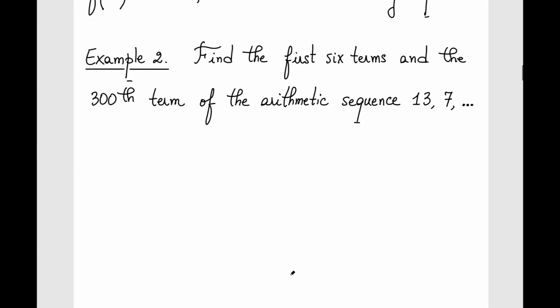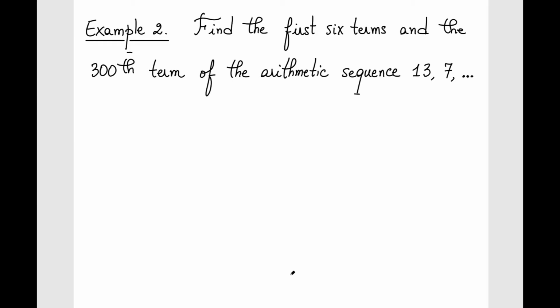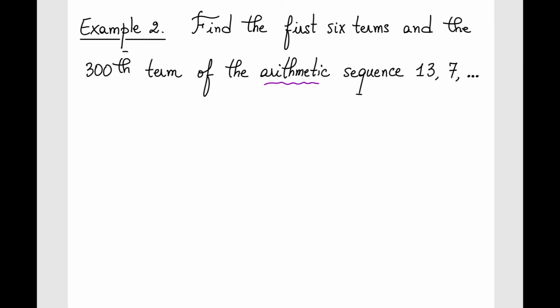All right, here's an example. Find the first 6 terms and the 300th term of the following arithmetic sequence: 13, 7, and so on. So they told us that this sequence is arithmetic, right? Which means the nth term is given by the first plus n minus 1 times the common difference. Make sense? So this is the recipe of the nth term, and this is for any natural number n.